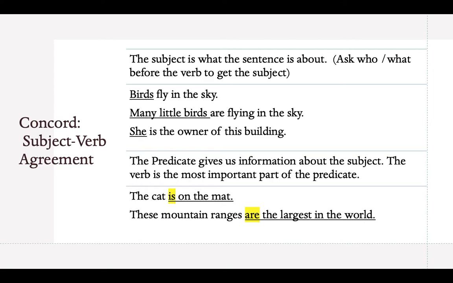These mountain ranges, അതാണ് subject. ഈ സെൻറ്റൻസ് എന്തിനെ കുറിച്ചാണ് പറയുന്നത്? It is giving us some information about the mountain ranges. So that entire part, the subject need not always be just one word. It can be many words put together. Noun phrase എന്ന് നമുക്ക് പറയാം. So these mountain ranges, that is the subject. And what comes after that would be the predicate, are the largest in the world.